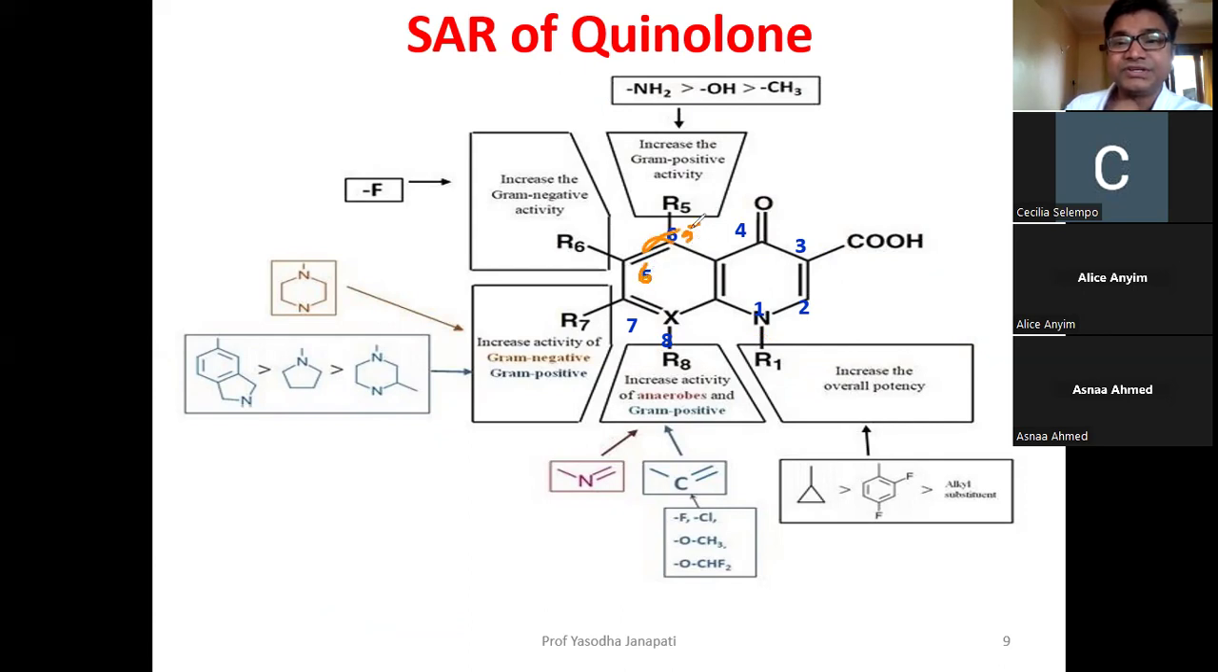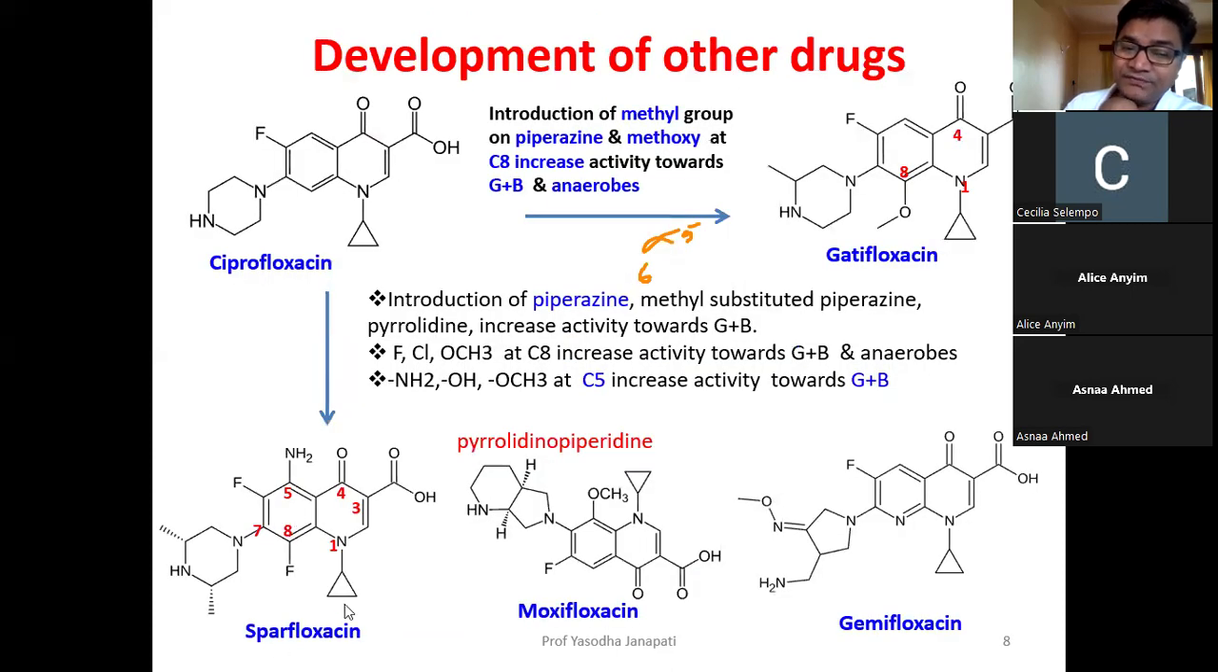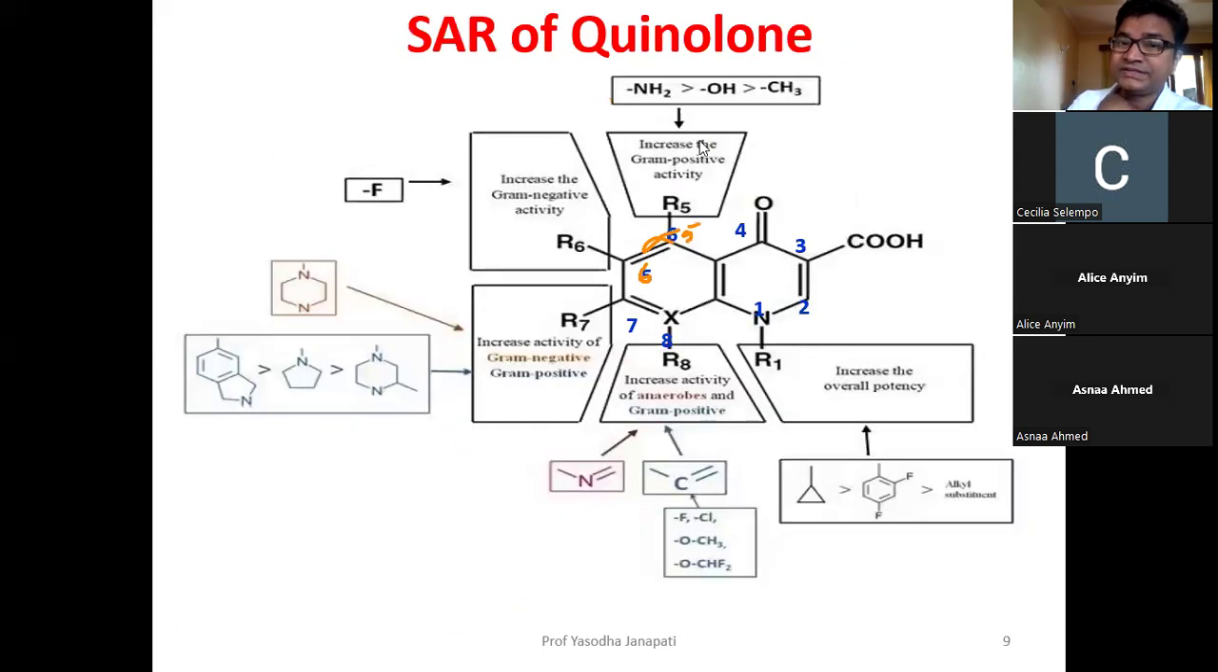Coming to the fifth position, you see some of the drugs have an amine, hydroxyl group, and methyl group. You can see it here. In sparfloxacin, there was an amine group. In the moxifloxacin derivative, a methoxy group was present. This increased activity towards gram-positive bacteria.